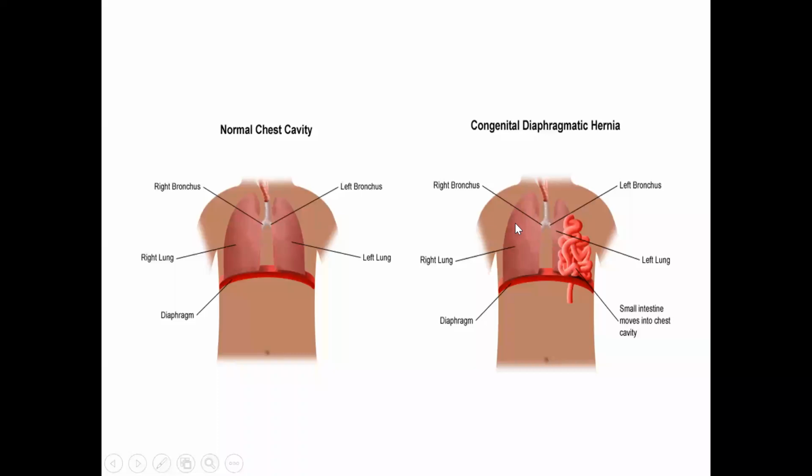Okay, so congenital diaphragmatic hernia may be on the right or the left side. The common one is the left side. One is the posterolateral part, which is the common one, and there may be an anterior defect as well. So what will be the presentation of this congenital diaphragmatic hernia? Most of the intestinal content, sometimes even the stomach, liver, spleen, can be in the thoracic cavity.